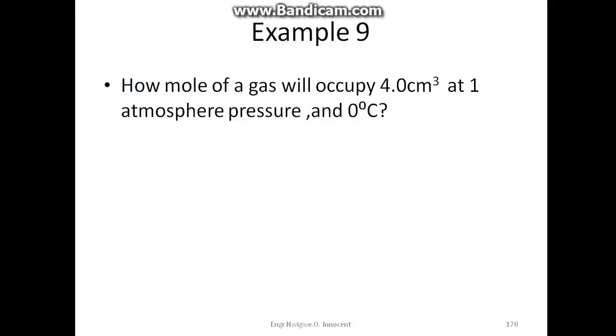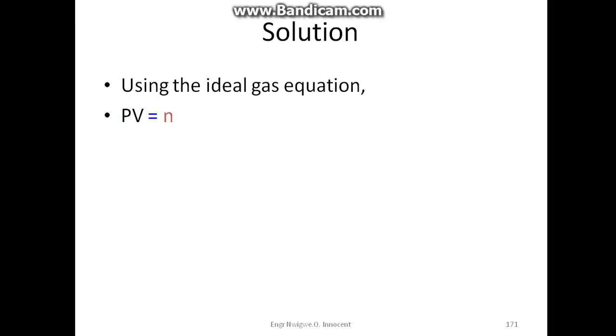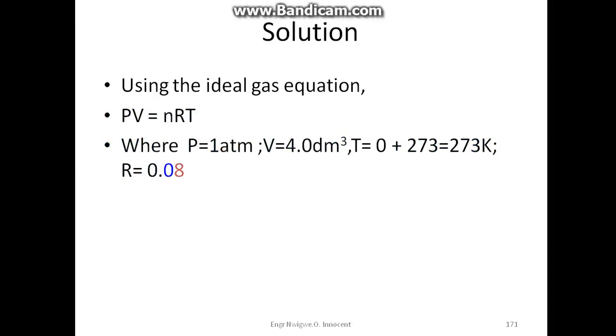Example 9. How many moles of a gas will occupy 4.0 dm cubed at 1 atmosphere pressure and 0 degrees Celsius? Solution. Using the ideal gas equation, PV equals nRT, where P is equal to 1 atmosphere, V equals 4.0 dm cubed, T equals 0.0 plus 273 Kelvin, which will give you 273.